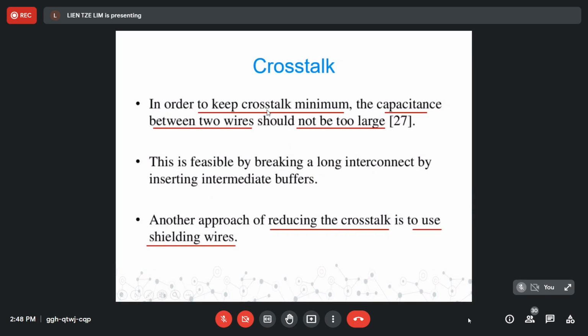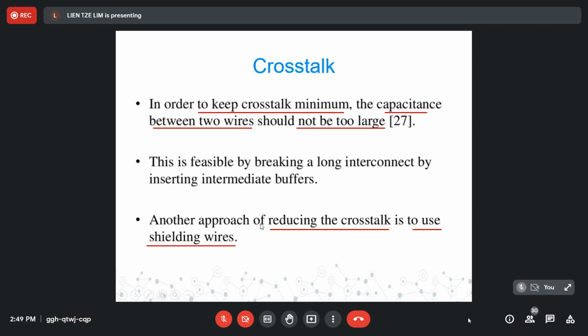In order to keep the crosstalk minimum, the capacitance between the wires should not be too large. So this means that the three capacitances that I mentioned to you can contribute to the total parasitic capacitance. If you want to avoid a high parasitic capacitance, the capacitance between the two wires should be small, and that also makes sure that the crosstalk is minimum. This is feasible by breaking a long interconnect by inserting an intermediate buffer.